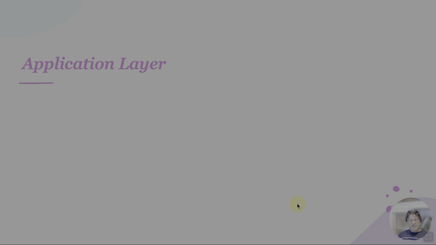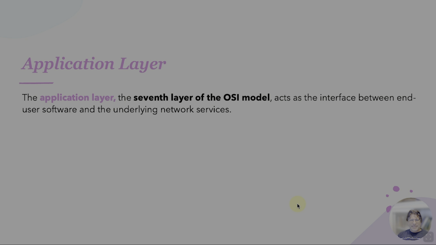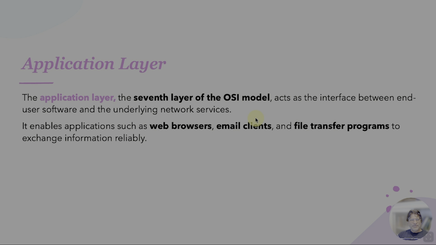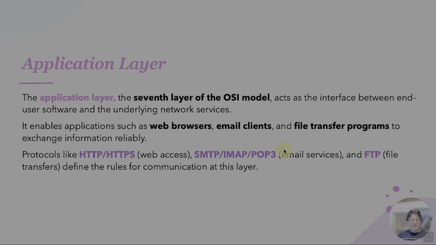So the application layer is the highest layer in the OSI model. It's the seventh layer of the OSI model and acts as the interface between the end user software and the underlying network services. It enables applications such as web browsers, email clients, and file transfer programs to exchange information reliably.